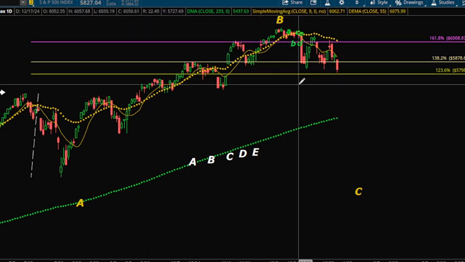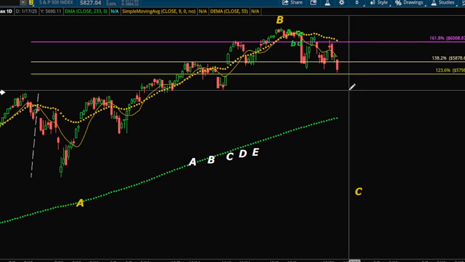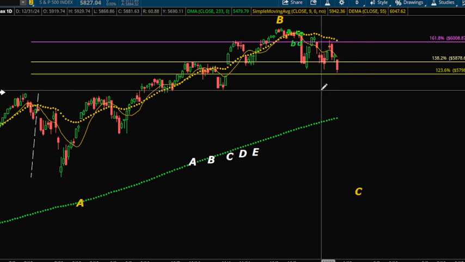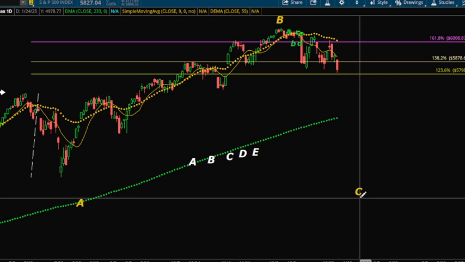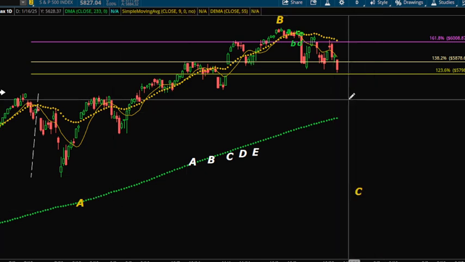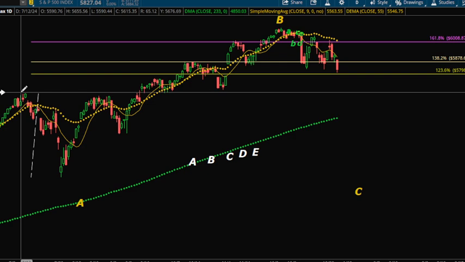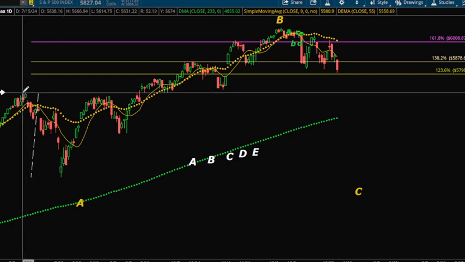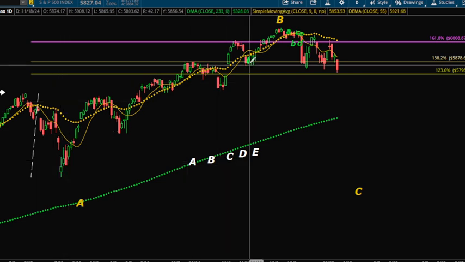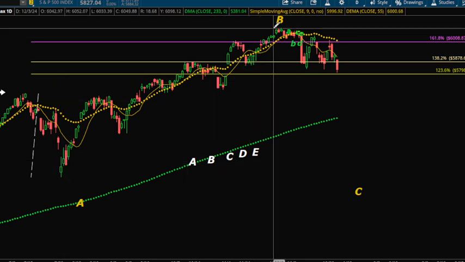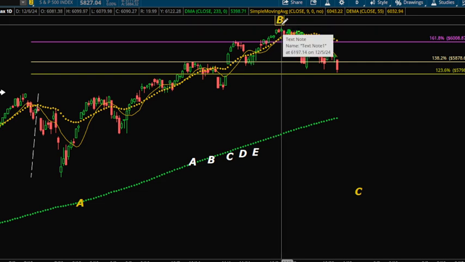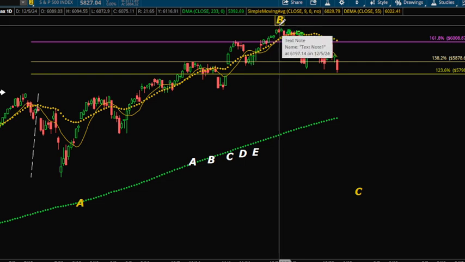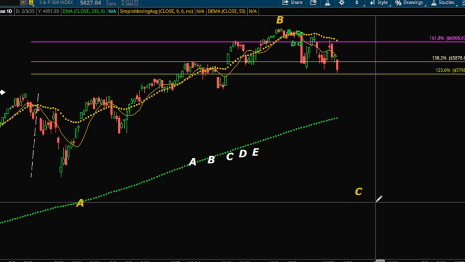Now, nothing concrete yet, because like I said, I put more emphasis on my counts. So this is how I've got it labeled so far. This move down in July was our A move, and our B move, which was a higher high, was back in this last month, into this last year, December 5th. And that should be the turn for this C leg down here.